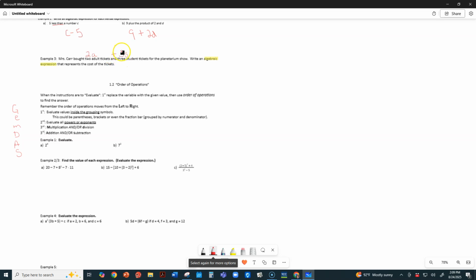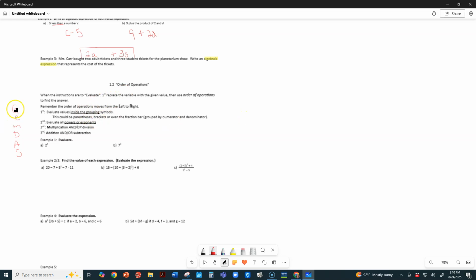I used this symbol right here, which represents the word three. And then I used the letter S. Be careful with using the letter S. Some people might mistake it for a 5. I would never choose to use S, but I figured some of you might, so I went ahead and used S anyway. But the expression is here. It is just 2A plus 3S. That represents the total cost of the tickets.